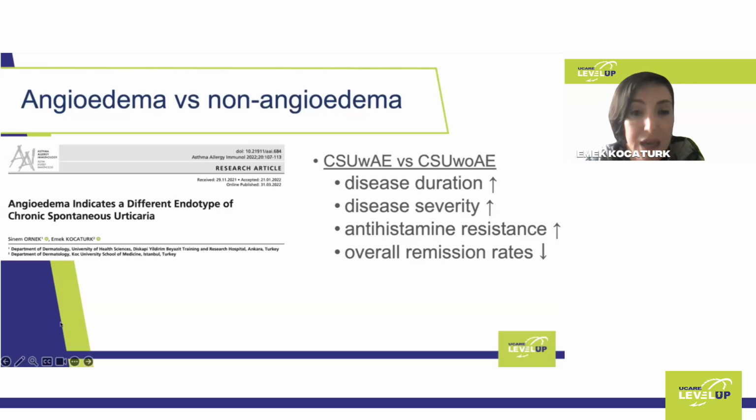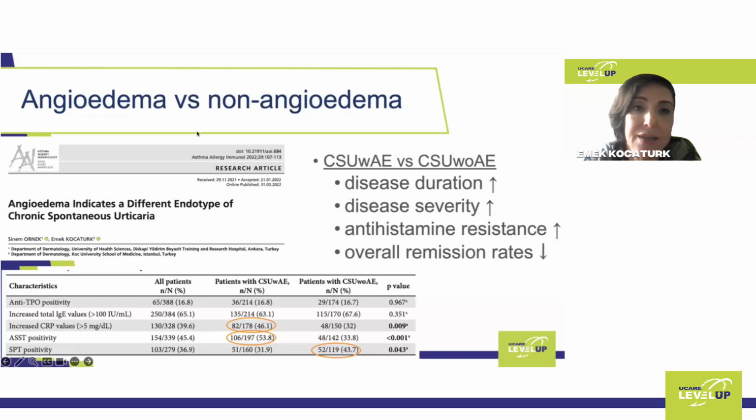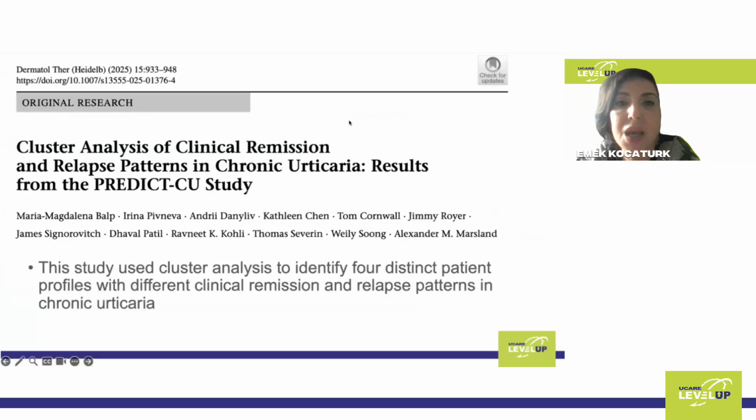when there is associated angioedema. And we also checked the laboratory findings of our patients, and we saw that CRP levels are higher and ASST positivity is higher when there is angioedema accompanying wheals, while skin prick test positivity was higher when there is no angioedema but only wheals. So we can also make some assumptions. Maybe when there is angioedema, it's a sign of type 2B autoimmune urticaria, which has been mentioned in previous studies.